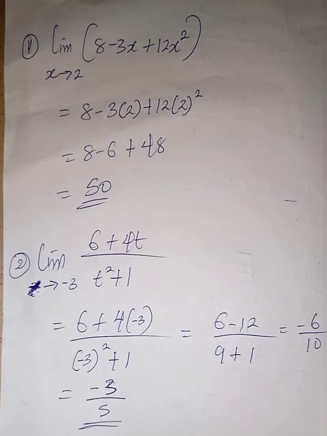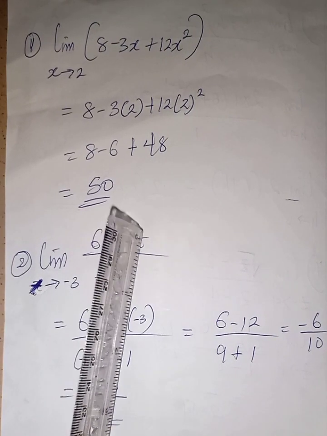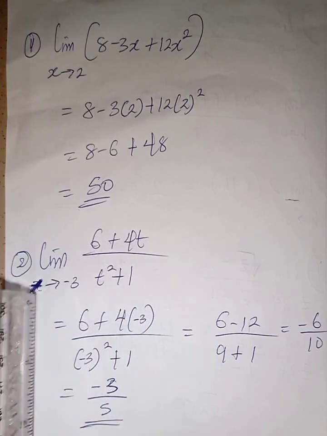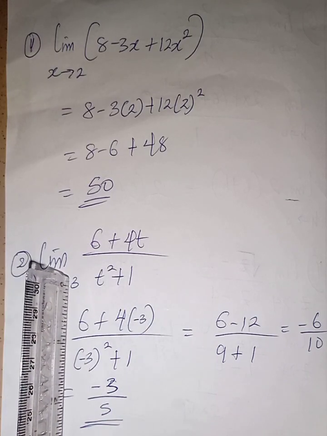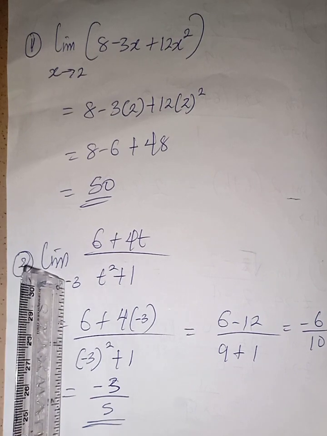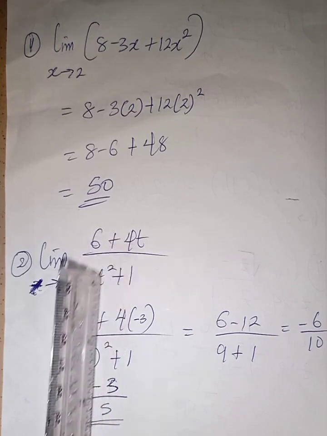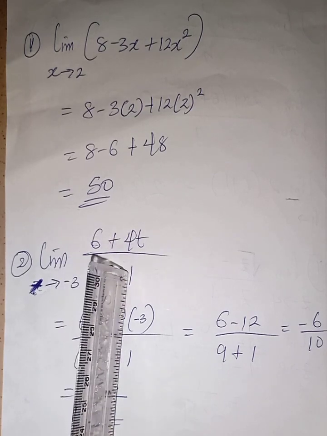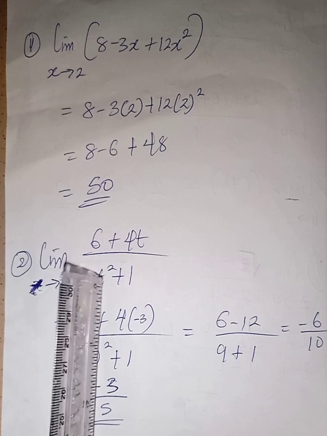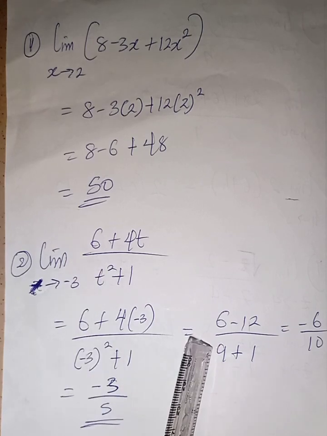Now number 2 is the limit of the function 6 plus 4t over t squared plus 1 as t approaches minus 3. So the first thing you do is, anywhere you see t, place minus 3 there. You're going to have 6 plus 4 times minus 3, over minus 3 squared plus 1. Before you put the square, ensure you bracket everything. So bracket the minus 3 because minus 3 squared is equal to 9.